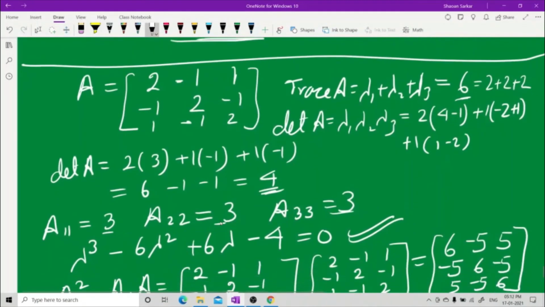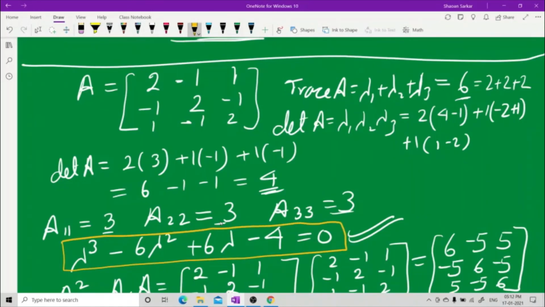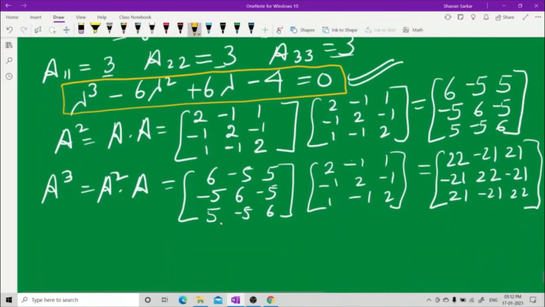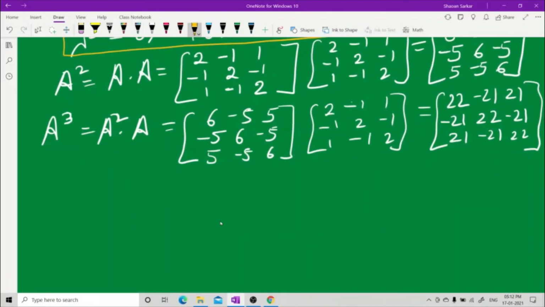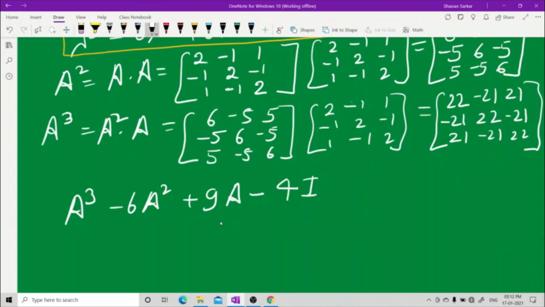Where is my characteristic equation? Let me mark it properly. My characteristic equation is this. In this characteristic equation, I will put all my values. See, now it will become A cube minus 6A square plus 9A minus, now I will not keep 4, I will put an identity matrix of order 3, equals 0.